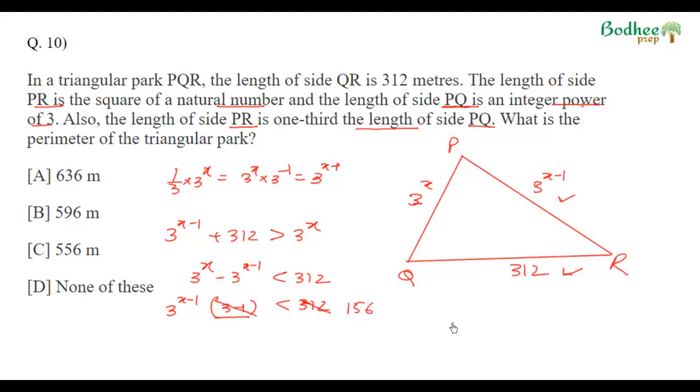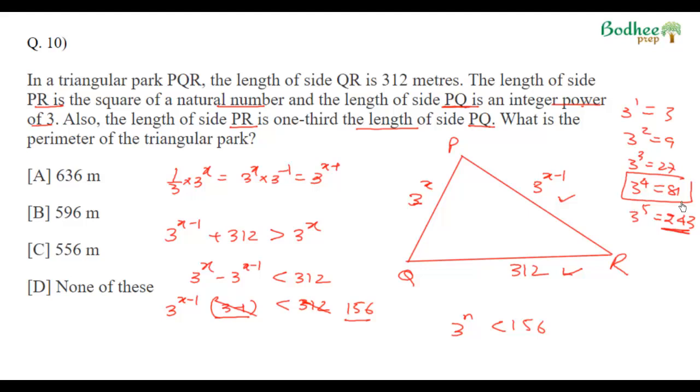Now 3 to the power something is less than 156. We know that 3 to the power 1 is 3, 3 to the power 2 will be 9, 3 to the power 3 will be 27, 3 to the power 4 will be 81, and 3 to the power 5 is 243. So if it is 3 to the power 5, then this is 243, which will exceed this. We have to get less than that. So this fits best, right? So 3 to the power 4 is 81. So we can say that x minus 1 is nothing but 4, or the value of x is equal to 5. So this side is 243 because 3 to the power 5 is 243, and 3 to the power 4 is 81, which is a perfect square as well. So everything is adjusted, whatever the conditions are given.